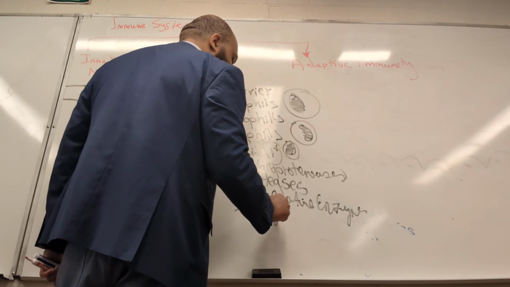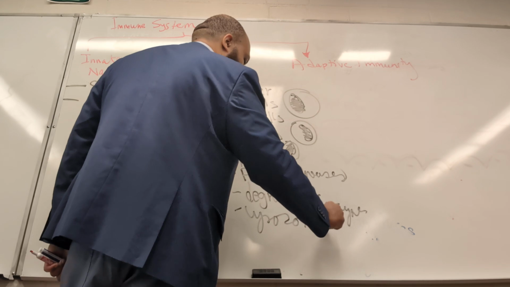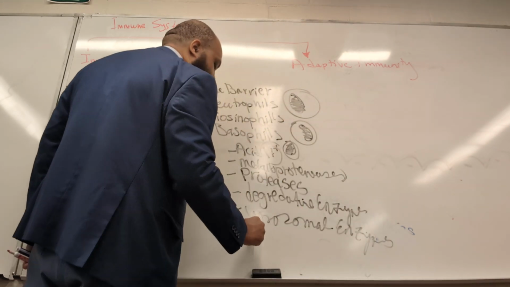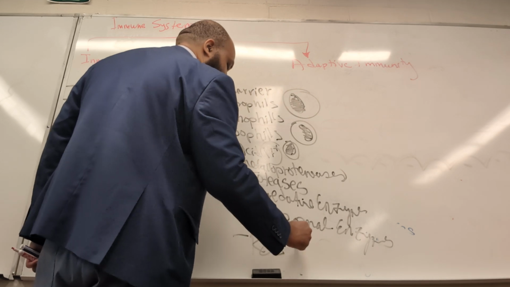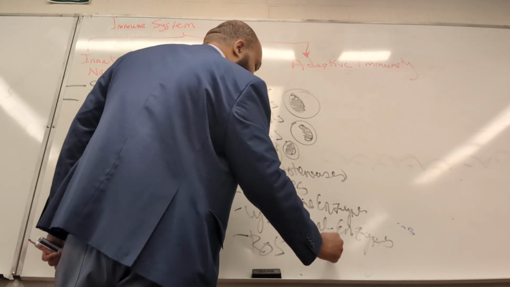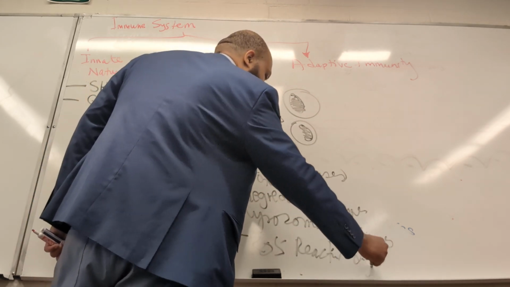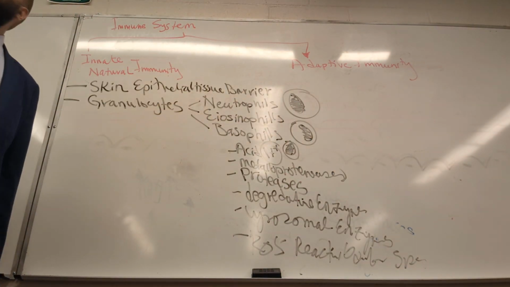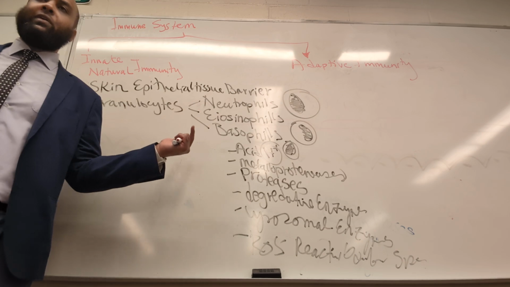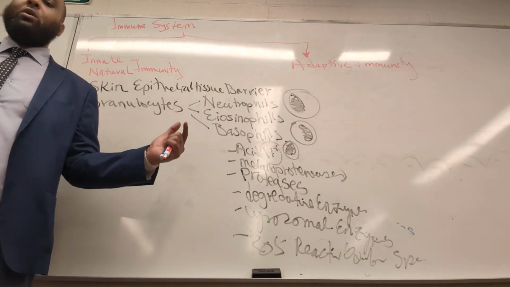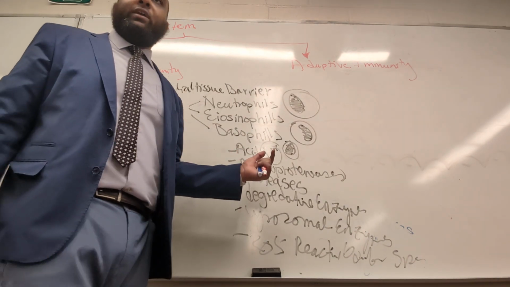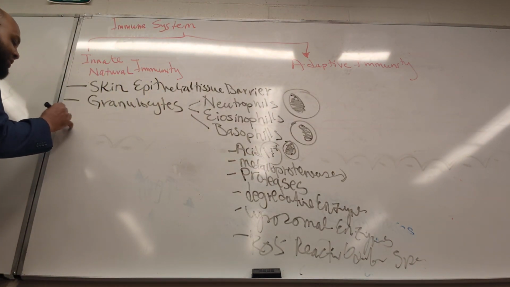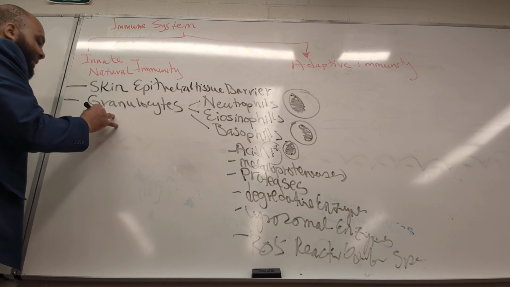Lysosomal enzymes. We can go on and on forever. Reactive oxidative species, ROS. All these things are weapons. These are weapons that help the granulocyte destroy all the invading microbes. Okay. Then we also have natural killer cells, NKs.